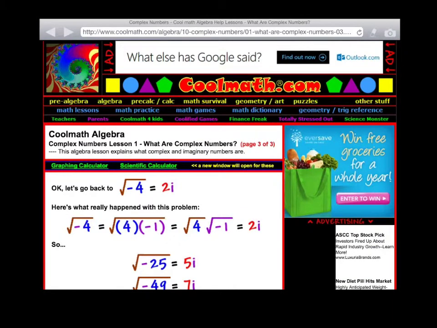Okay, so again, the square root of -4 is 2 lowercase i. And so if we break it apart, think of -4 as 4 times -1, and then break apart that radical, just like we do when we're simplifying radicals with only positives inside. The square root of 4 is 2, the square root of -1 is i.